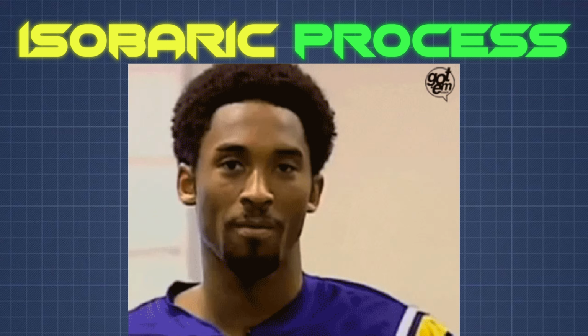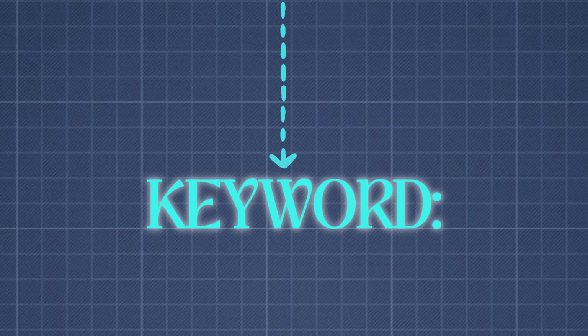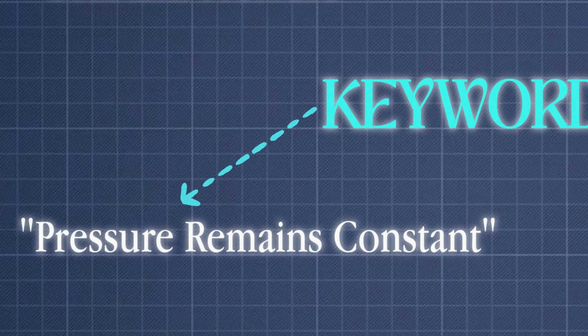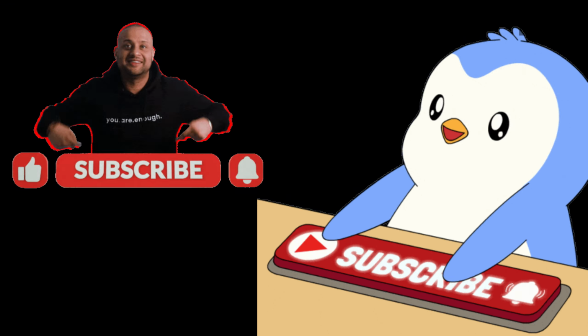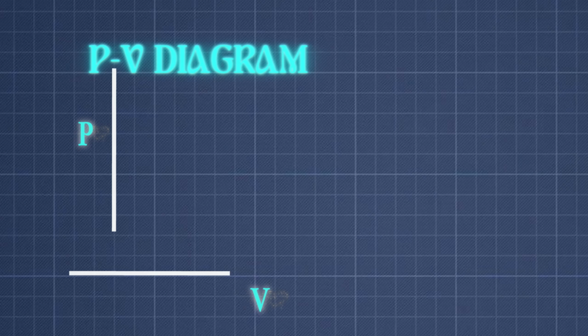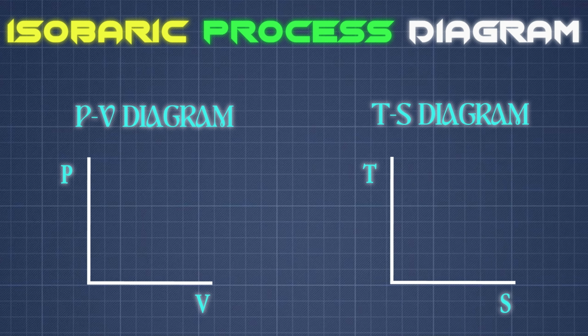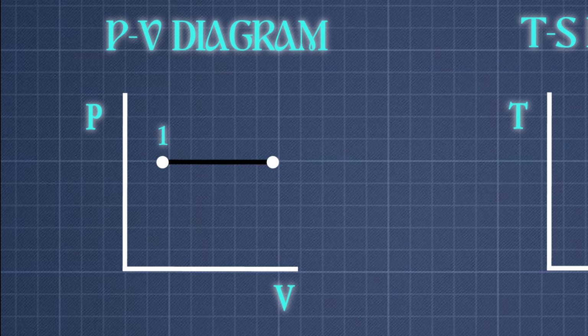Isobaric process, tandaan nyo gagamitin lang to kapag yung keyword is either constant pressure, pressure remains constant, isobaric expansion, or isobaric compression. Isobaric process diagram, we have PV diagram and TS diagram. For the PV diagram, we have the point 1, so it is the initial state. So nandito yung P1 and V1. Then point 2, the final state, so nandito yung P2, V2.